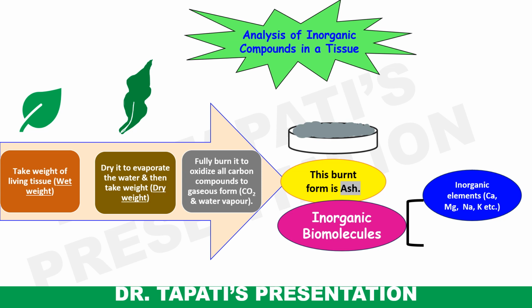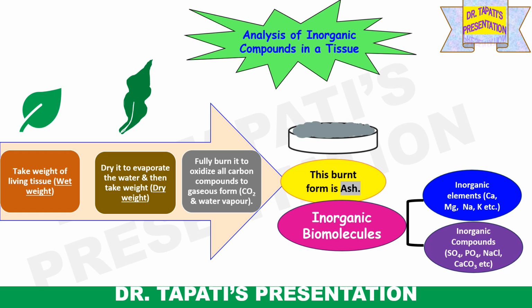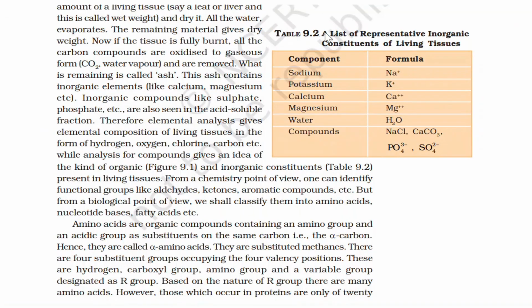inorganic elements like calcium, magnesium, sodium, potassium, etc., along with inorganic compounds like different salts, salts like sulfate, phosphate, sodium chloride, calcium carbonate, etc. In the book, a list is given for the representative inorganic constituents of living tissues, including sodium, potassium, calcium, magnesium, water, and a few compounds like NaCl, calcium carbonate, phosphate, and sulfate.